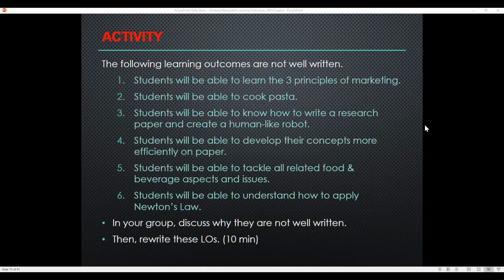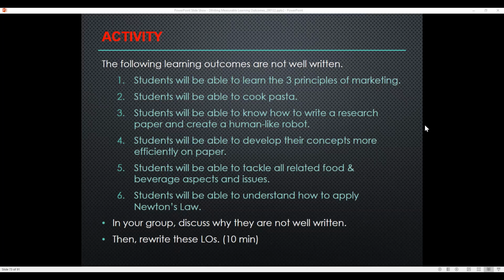related to the maybe Malaysian F&B industry. Yeah, in Malaysian context. Something like that. Yeah, in the Malaysian context. Okay.